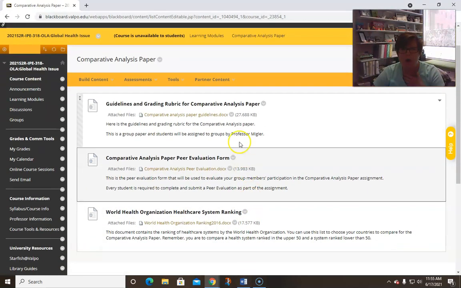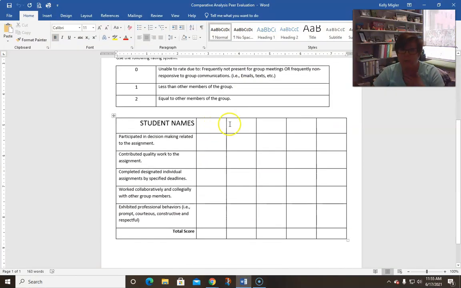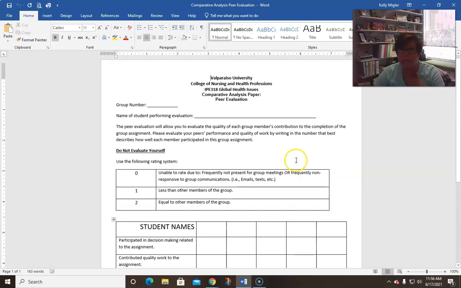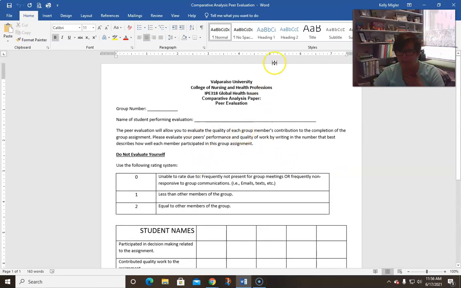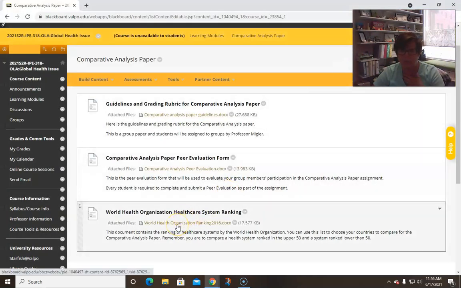They're also on Blackboard. The peer evaluation form is posted, and this is where you put your group number and your name, and then you are only evaluating your group members. You are not evaluating yourself. Everybody has to submit a peer evaluation. Okay, and then here is the same document that has the rankings for the countries by the World Health Organization.